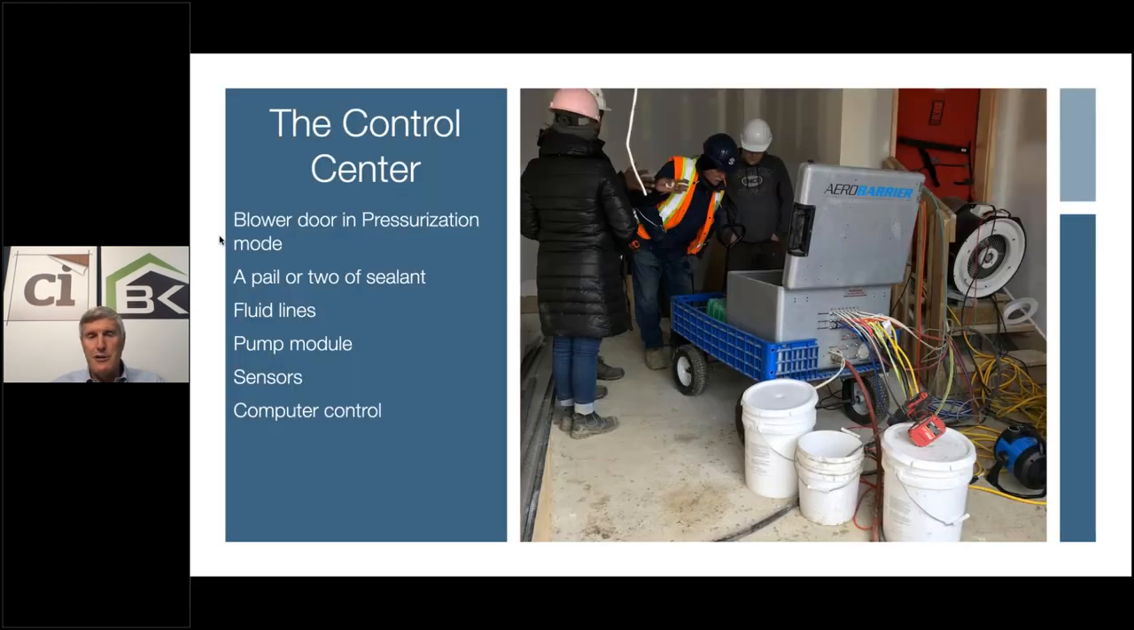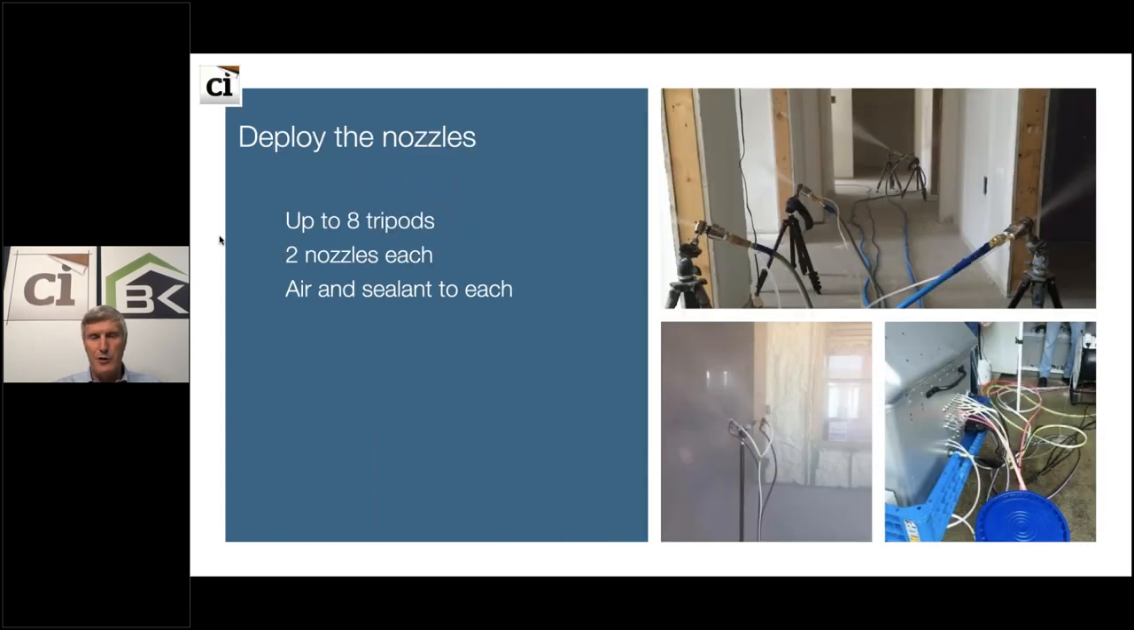There's the control center, in this case, in the garage. So you have a blower door to pressurize, you have a pail or two of sealant, you have some fluent lines that are running from the module into the house, then you have a pump module that's controlling things, you have some sensors, and you have the computer controls. So again, this is within that 45 minute setup, if you will.